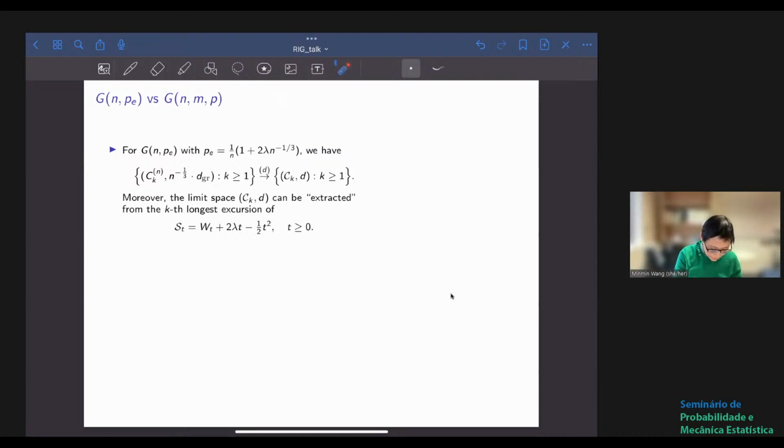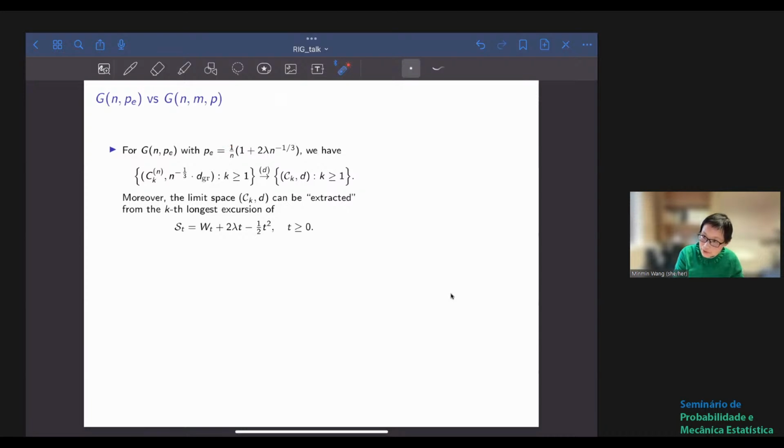Okay, so the game is basically to compare G and PE versus the corresponding random intersection graph. Before doing that, let me first tell you what happens in the Erdős–Rényi graph. In that case, the result of Bollobás and Schmidt tells us the correct critical window to take is given by this form.